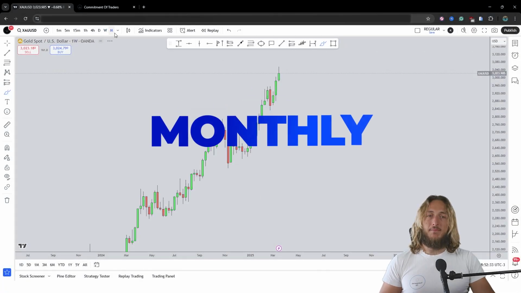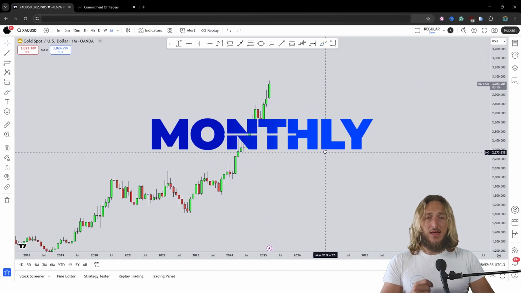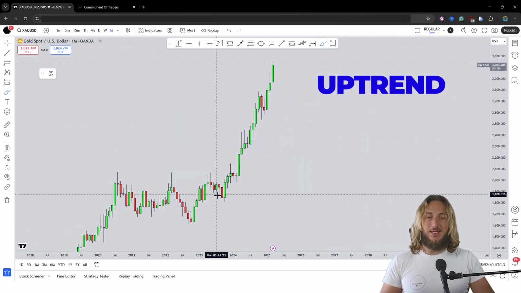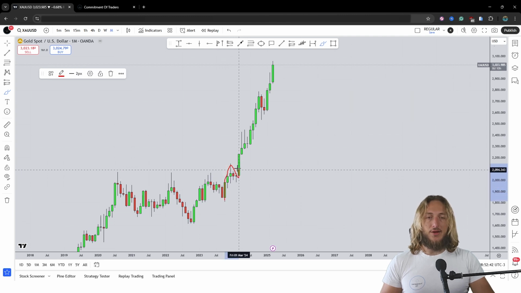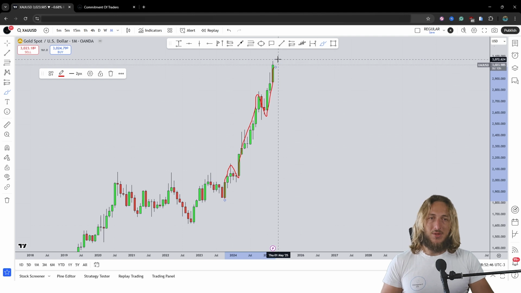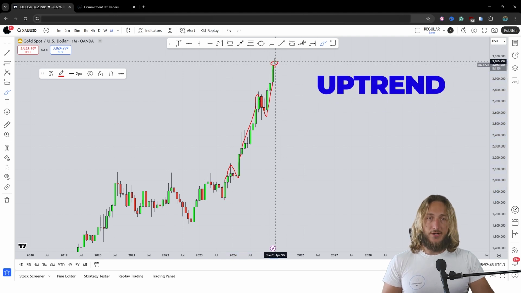Starting here from the monthly time frame, what we can see is that we have a market which at the moment is in a clear uptrend. The market has been creating a series of monthly higher highs and higher lows. So we are still with an intact monthly uptrend. We had a new higher high here.